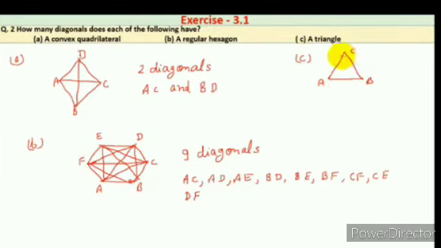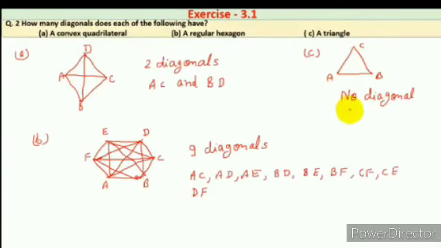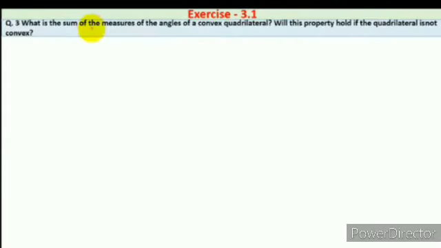Next, the third figure, the triangle. Is there any possible diagonal we can draw? No. Opposite A there is no vertex. Opposite B there is no vertex. Therefore, a triangle has no diagonal. Do you understand how to draw the diagonal? Yes. Copy down this. For all the sub questions you should draw the figure and write.